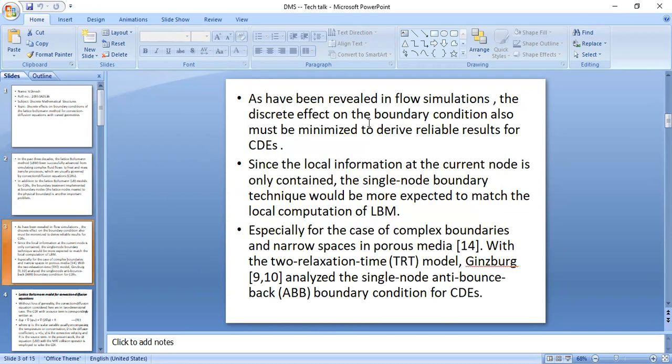As has been revealed in flow simulations, the discrete effect on a boundary condition also must be minimized to derive reliable results for CDEs. Since only the local information of the current node is contained, the single node boundary technique would be more expected to match the local computation of LBM, especially for the case of complex boundaries and narrow spaces in porous media. With the two relaxation time model, Ginsburg analyzed the single node anti-bounce back boundary condition for CDEs.